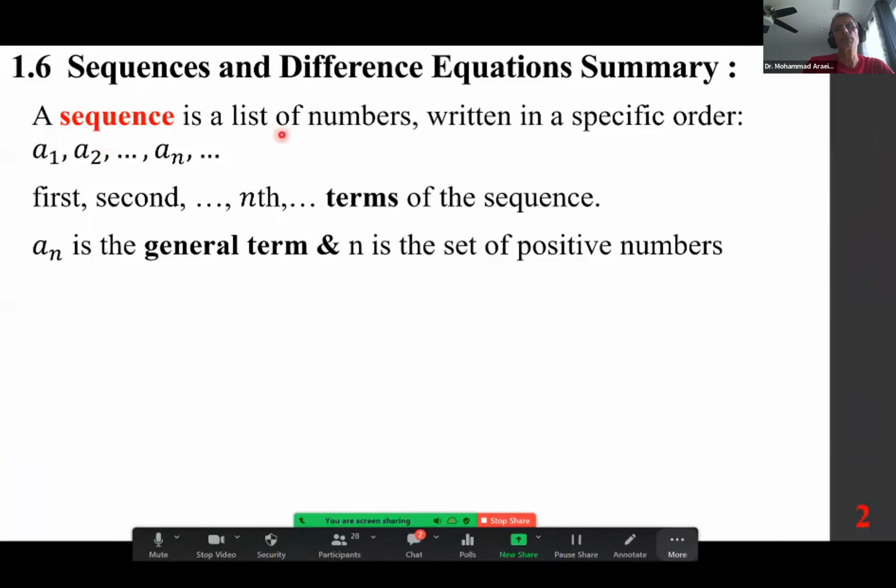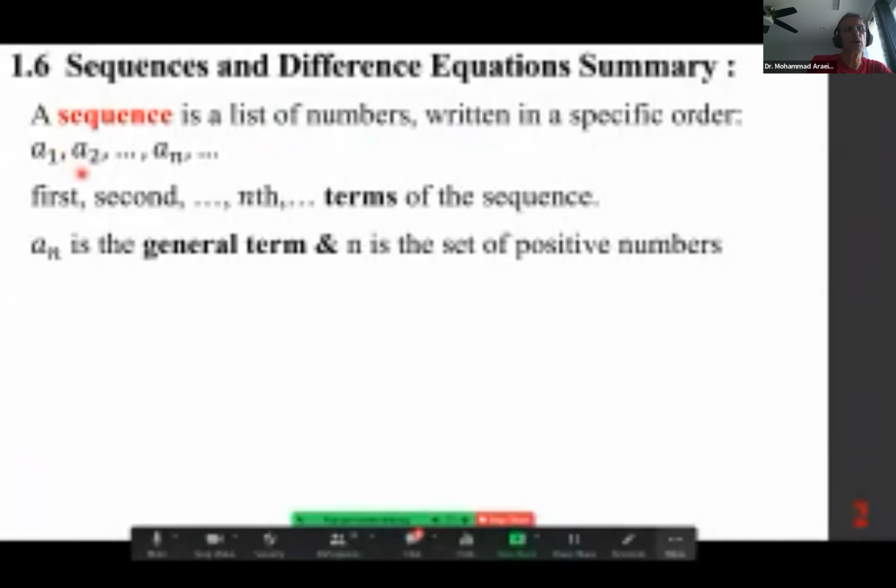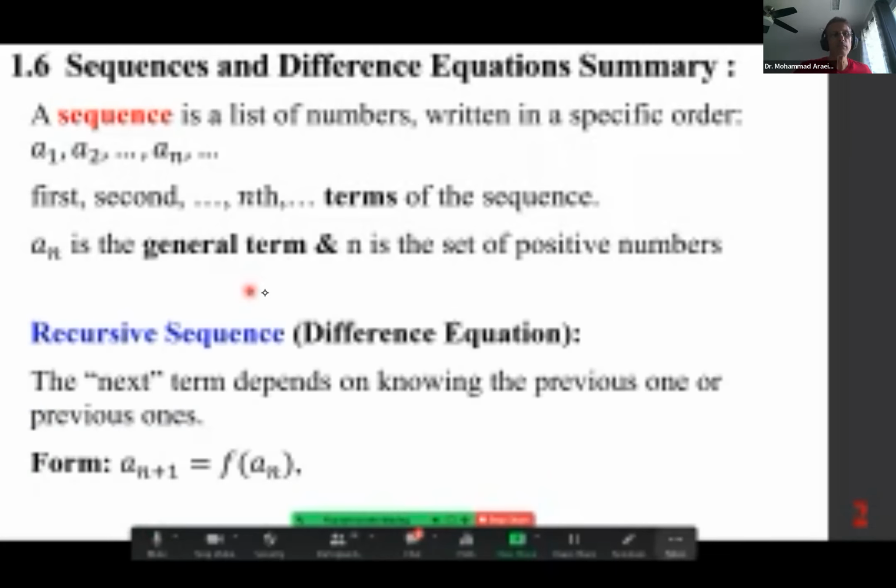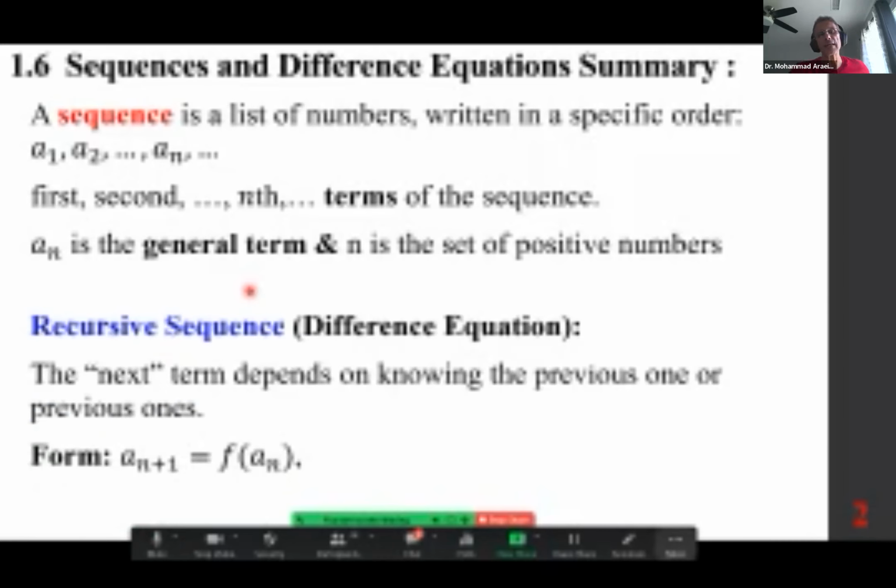A sequence is a list of numbers written in a specific order, a sub 1, a sub 2, a sub n. Here's the first, here's the second term, and here's the nth term of the sequence. A sub n is the general term, and n is the set of positive numbers. Recursive sequence, also known as difference equation. The next term depends on knowing the previous one or previous ones. A sub n plus 1 is f of a sub n.